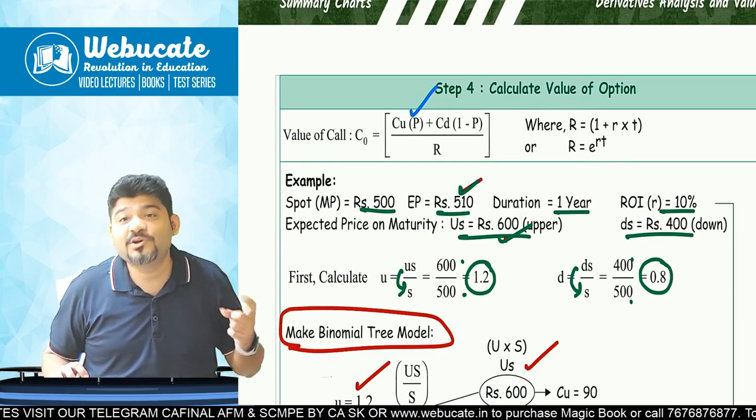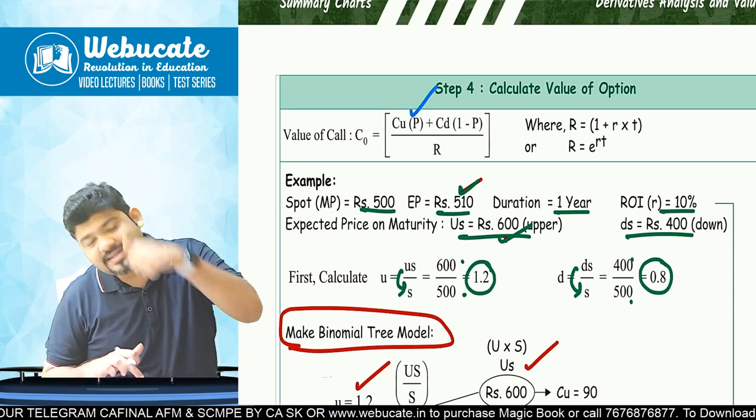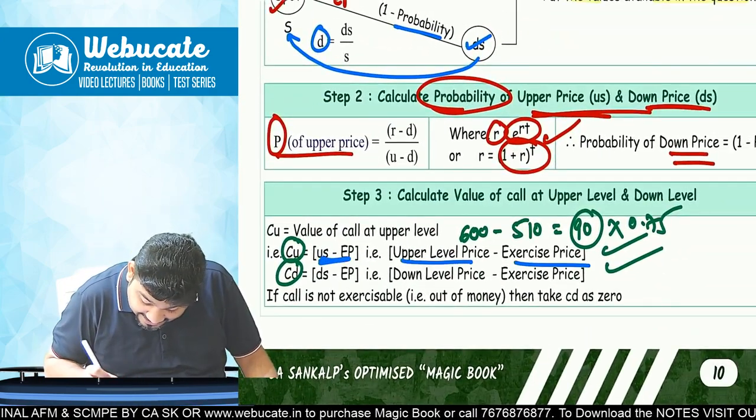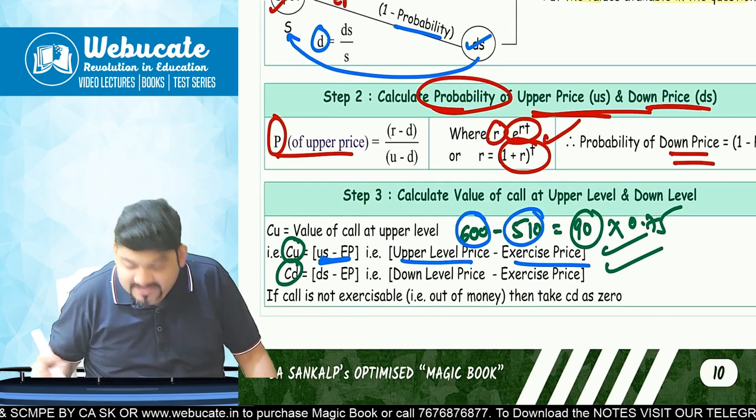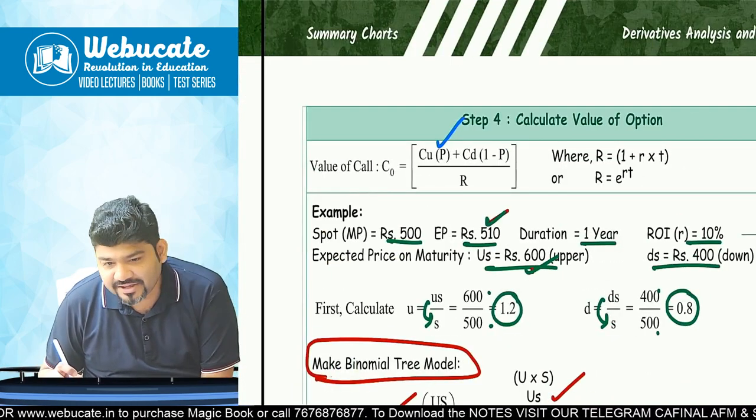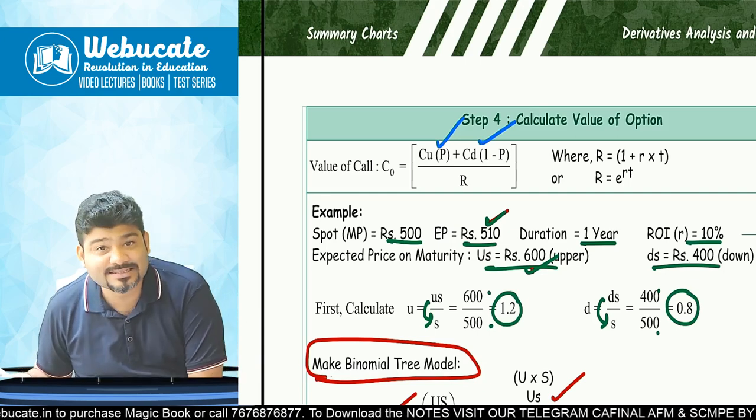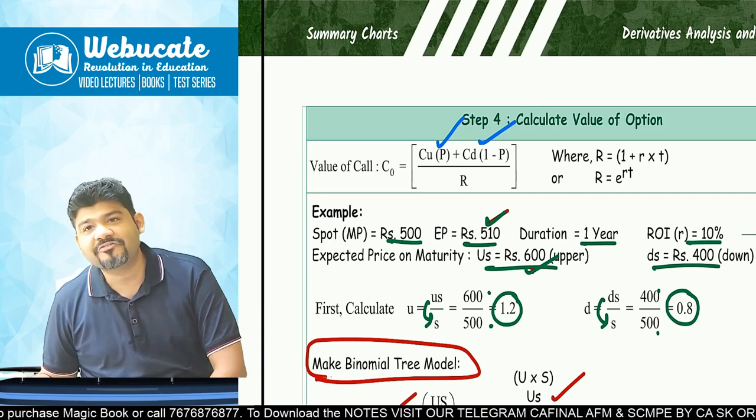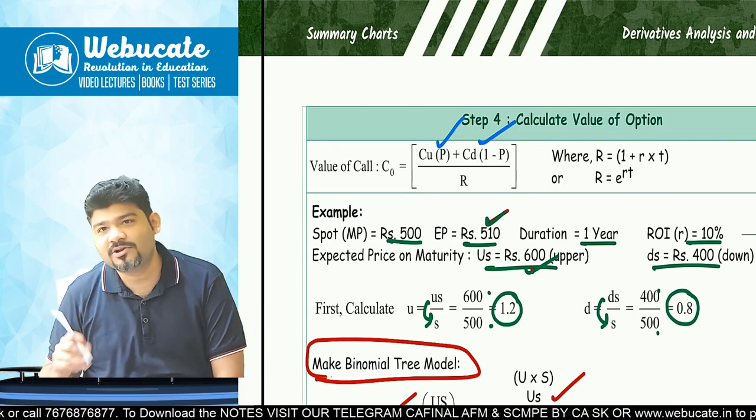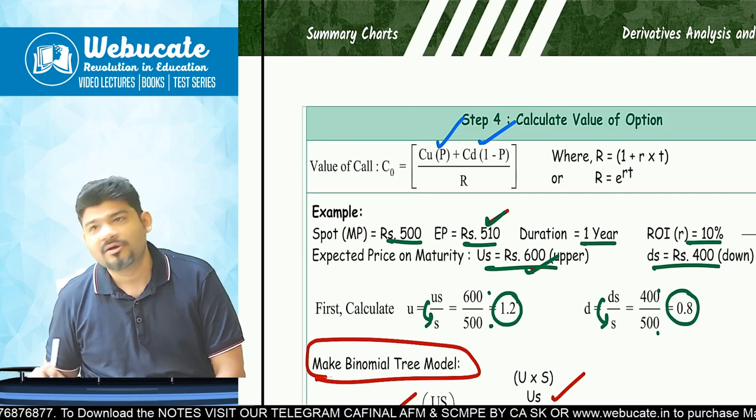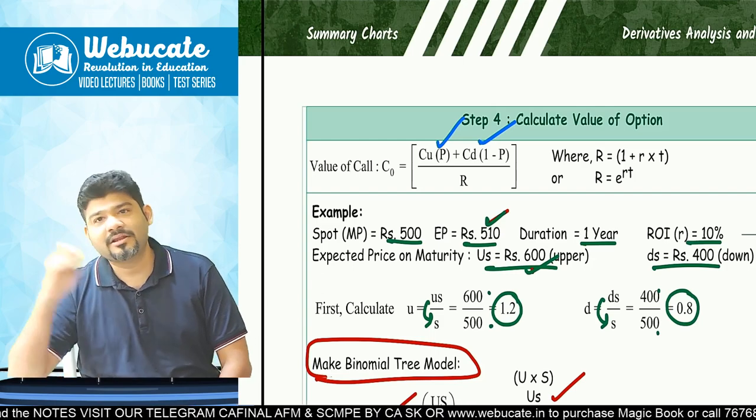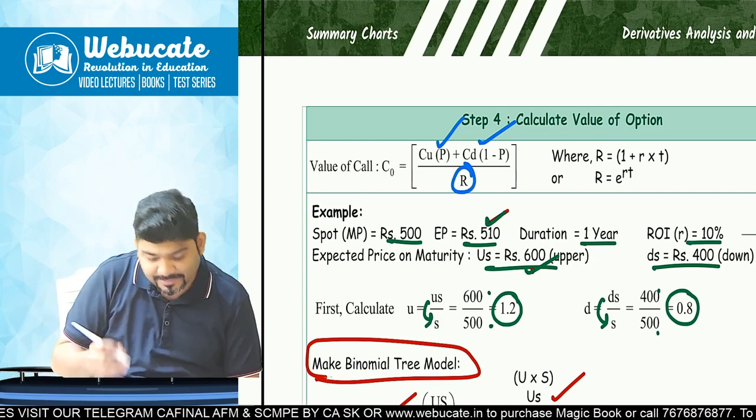So, value of call, CU into P. CU is value of call at upper level. See here, CU: US minus EP, upper level price minus exercise price, upper level price 600, exercise price 510, 90 into probability 0.75. And then CD into 1 minus P. Chances of it going down into 1 minus P. So chances of it going down, you will not exercise, 0, into 1 minus P. What is 1 minus P? The remaining 0.25. All upon R. Bring it at the present value 1.1.